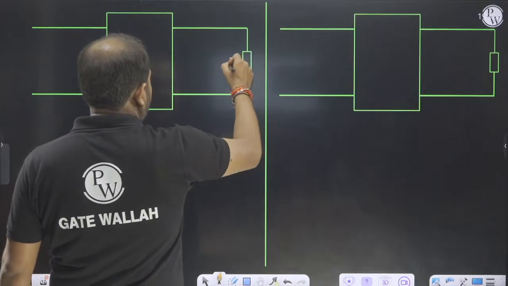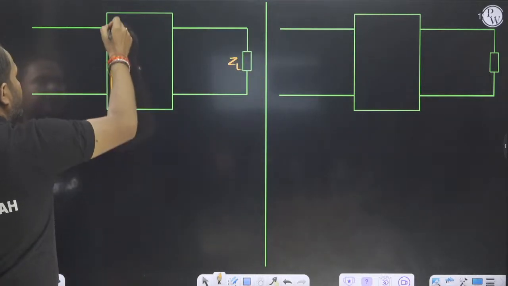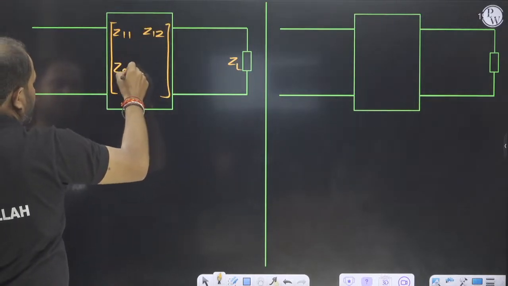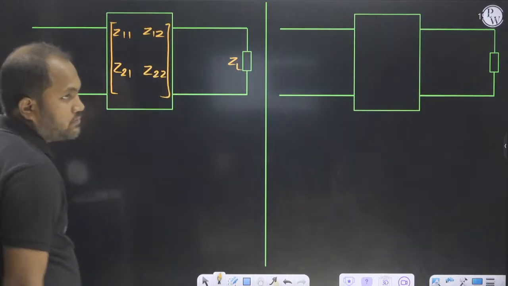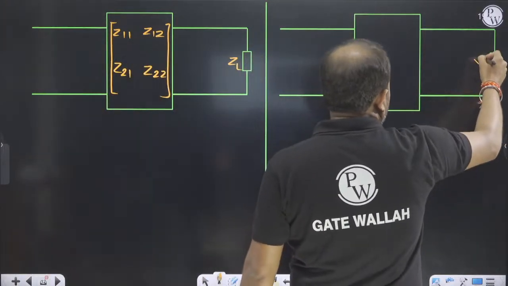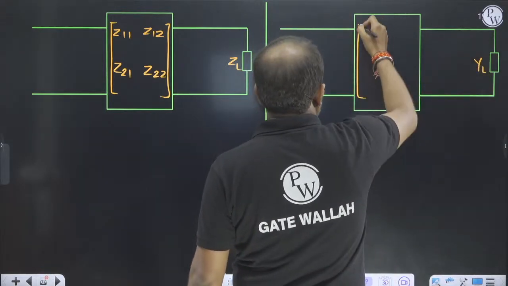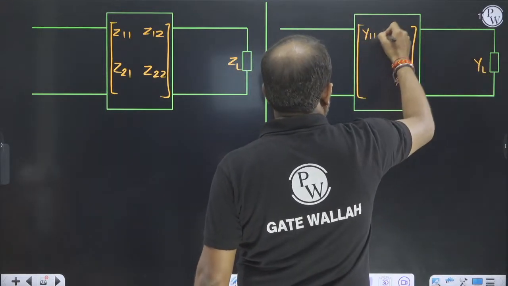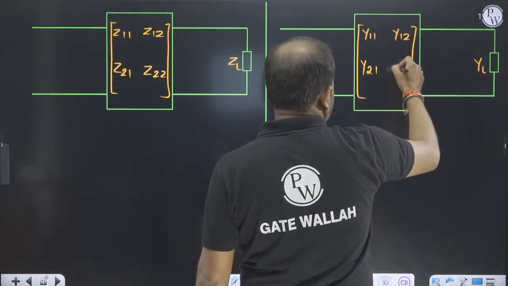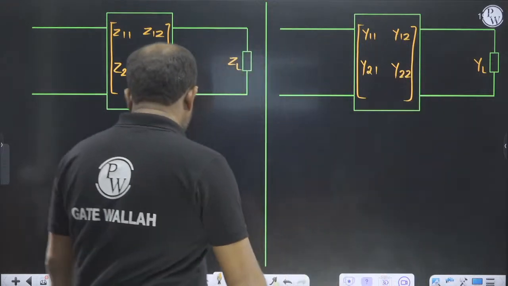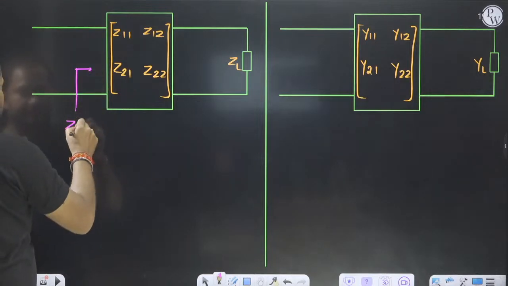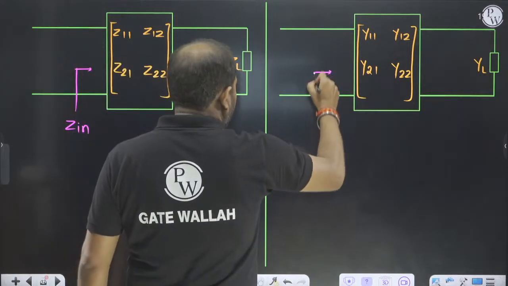This is ZL, this is the Z parameter: Z11, Z12, Z21 and Z22. This is our ZL or YL, and the Y parameter: Y11, Y12, Y21 and Y22. So first of all, what we have to find out? We have to find out Zin, and here we have to find out Yin.